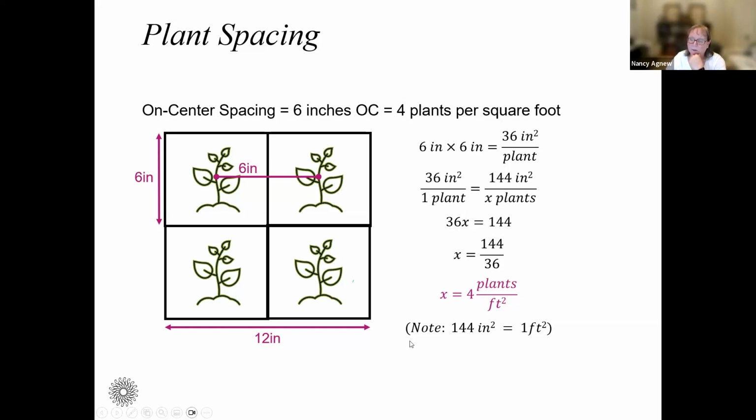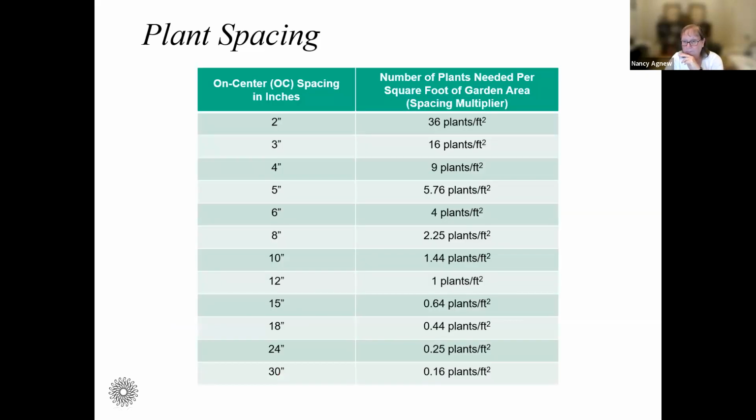And then I just put this little reminder that a square foot is 144 square inches. So here in my little diagram, I show you that. So, you know, each of these boxes is 6 inches, and you can see this would be 12 inches, as you see right here, by 12 inches. So there are 4 plants that fit in that space. So that's how I do the math.